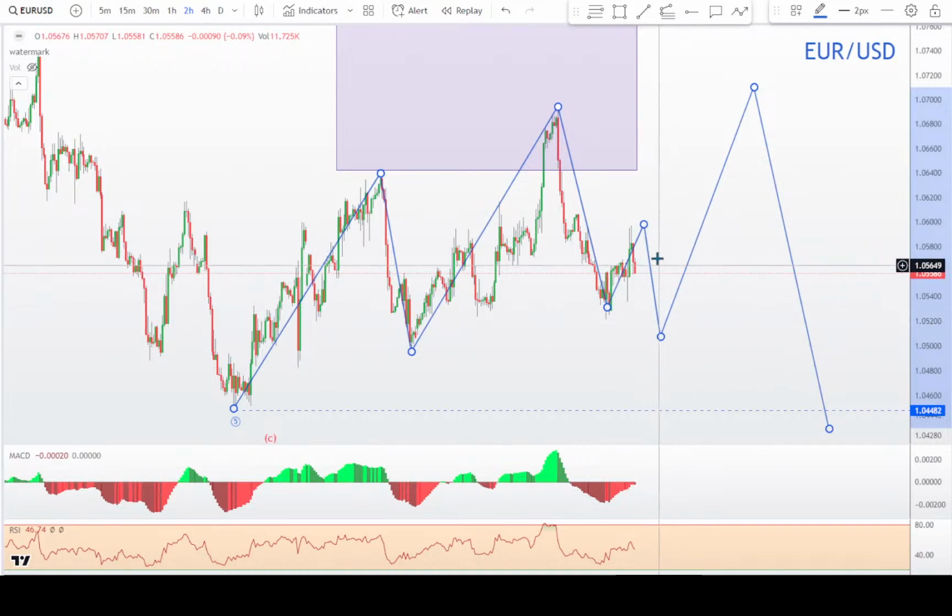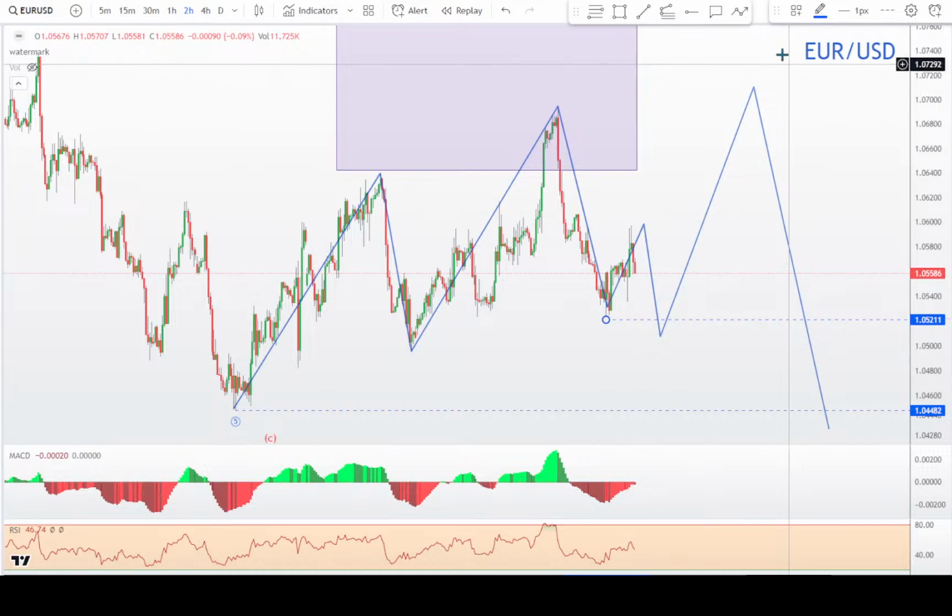So they could come down one more, break that low, 105.2, break it, but then reverse back up to break that high one more time. That's very possible. But I'd only be looking for sell setups because I do believe that they're going to break 104.4 one more time.